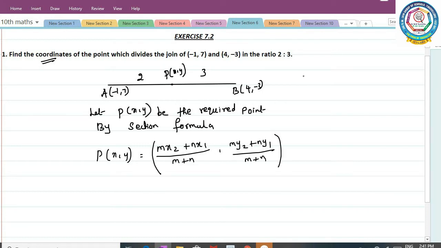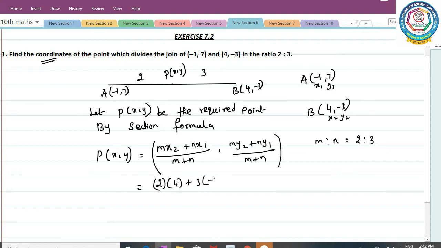So we write A of (-1, 7), this is x1, y1, B of (4, -3), this is x2, y2. The ratio m is to n is 2:3. We have to substitute the values in this formula. M is 2, x2 is 4, plus n is 3, x1 is -1, by m plus n, 2 plus 3, comma m is 2, y2 is -3, plus n is 3, y1 is 7, by 2 plus 3.